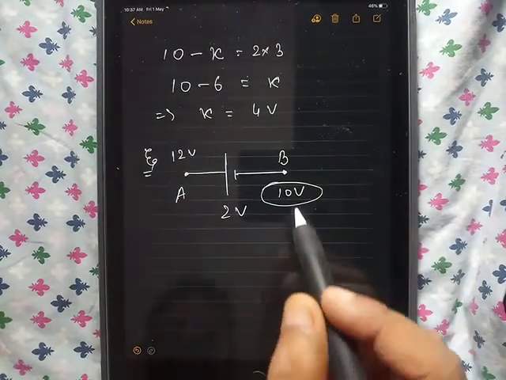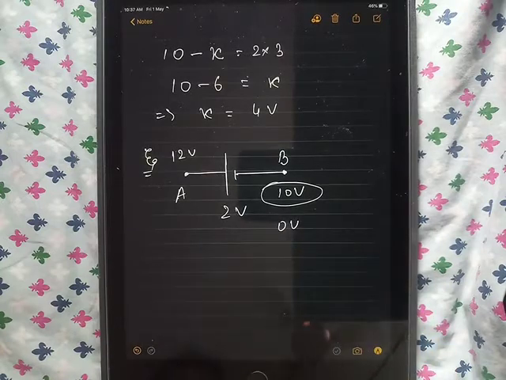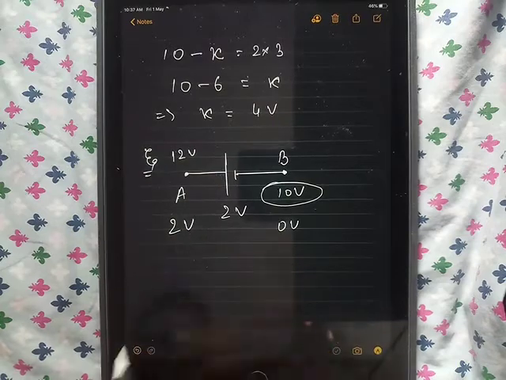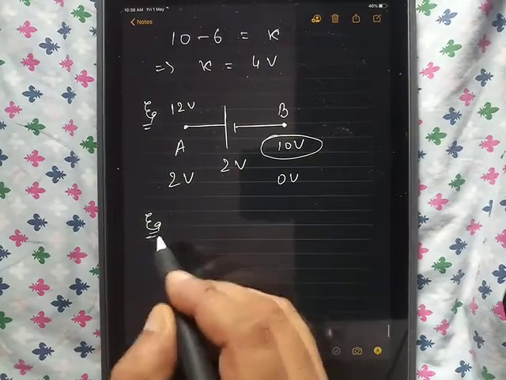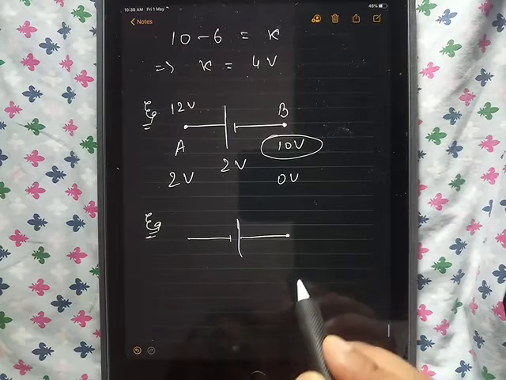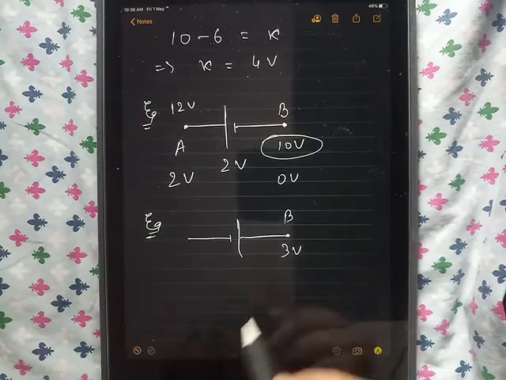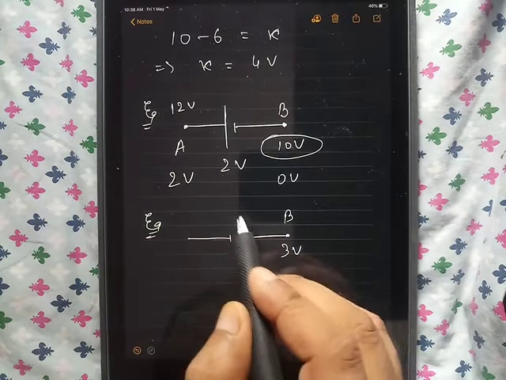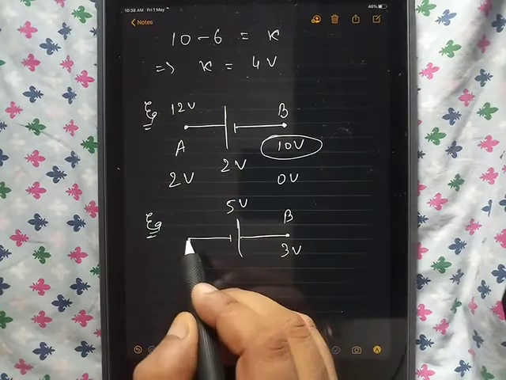If we considered the potential at B is 0 volt, then what will be the potential at A? It will be 2 volt. Let us take another example of this same. Let the potential at point B be 3 volt. Let the potential of V in this cell is 5 volt. What will be the potential at A?